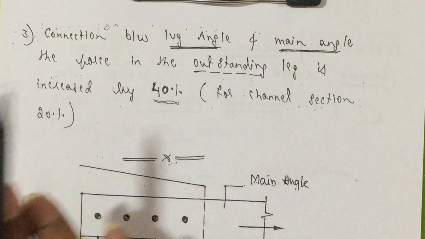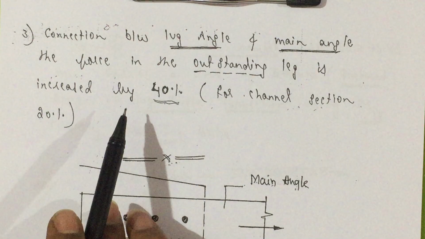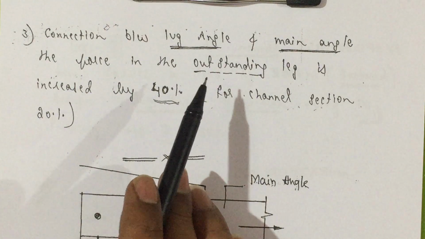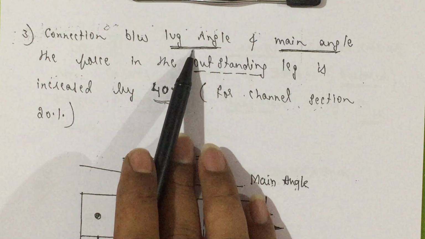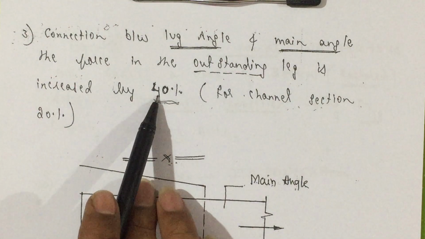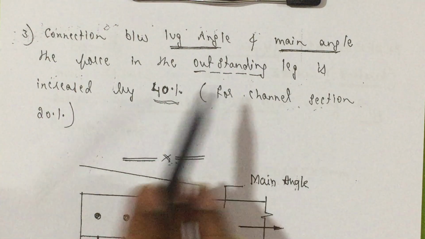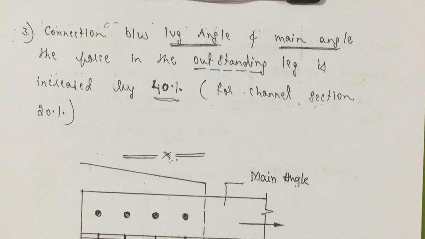Okay. This is regarding the connection. If we are doing the lug angle and the gusset plate, increase by 20, for channel 10, between lug angle and the main angle, increase by 40, and for channel it is 20.